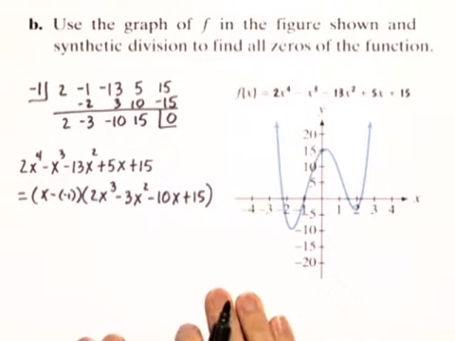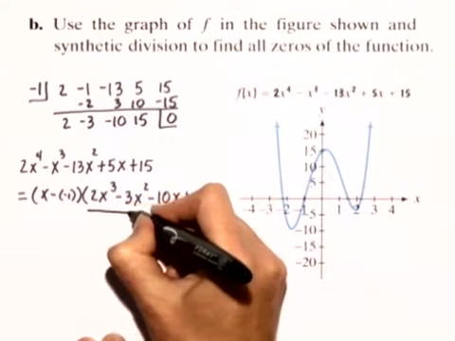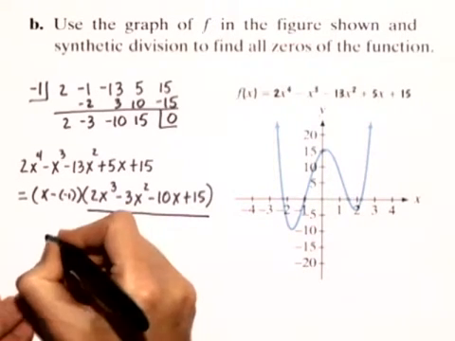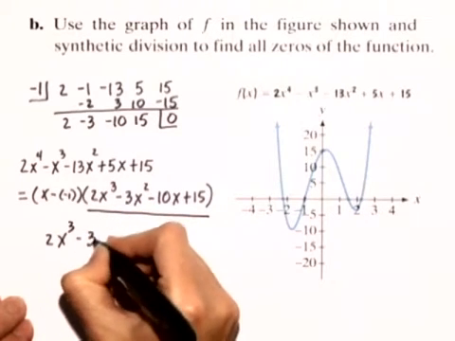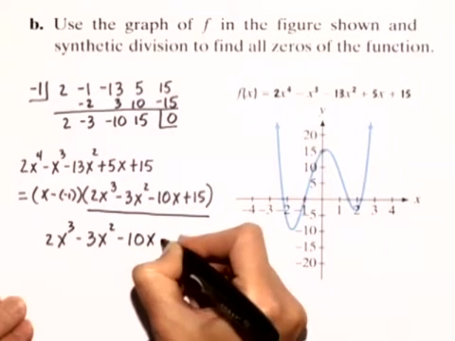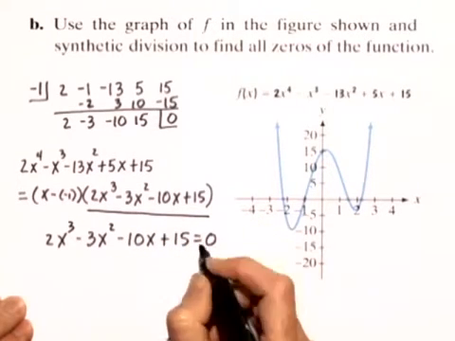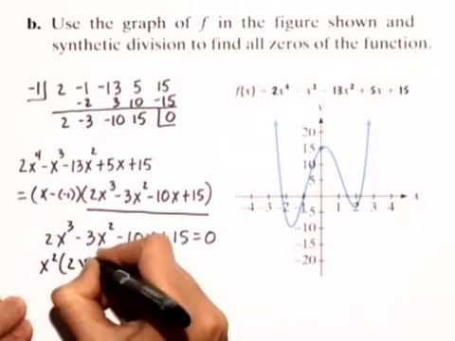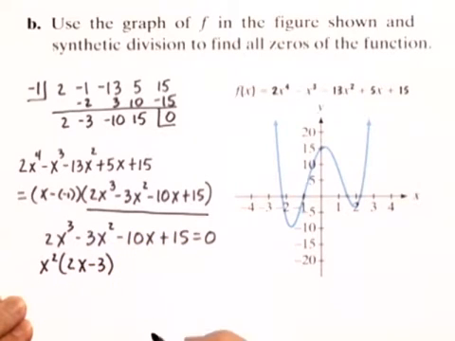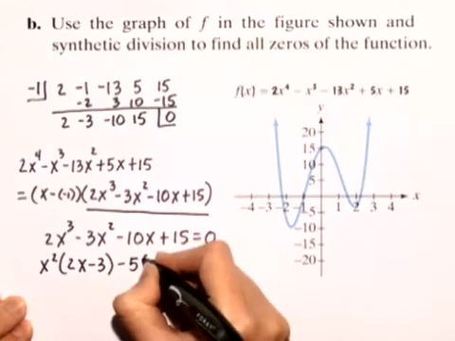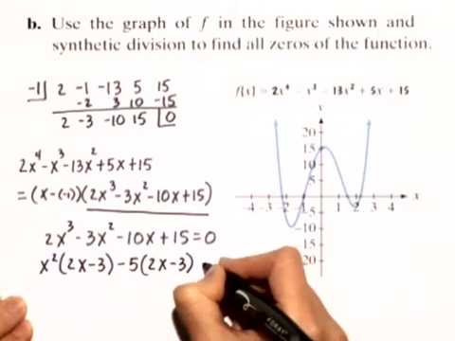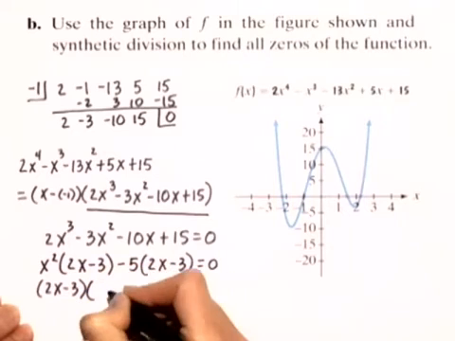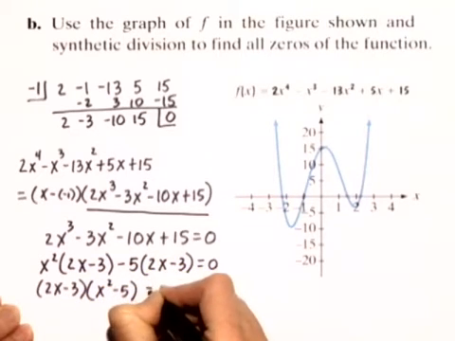So in order to find the other zeros, we need to simply factor the remaining factor and set it equal to 0. So we have 2x cubed minus 3x squared minus 10x plus 15 equals 0. Let's factor by grouping since we have 4 terms. If we factor out x squared, we have 2x minus 3 left from the first 2 terms. If we factor out minus 5, we'll have 2x minus 3 from the last 2 terms. And if we factor out the 2x minus 3, we'll have left x squared minus 5 equals 0.